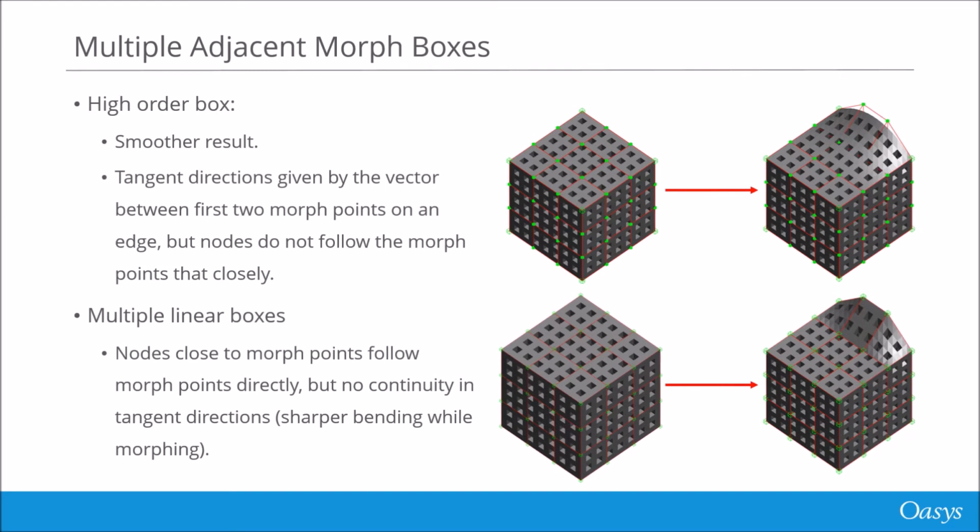So here we can see the difference between a higher order box and multiple linear boxes joined together. At the top is the high order box, and you can see that when morphing the mesh, the nodes do not follow the morph points exactly. However, with multiple linear boxes, the nodes do follow the morph points exactly. So depending on what you want to do with morphing, you may want to use a higher order box, or you may want to use multiple linear boxes. But the option is there now for you to be able to create both very easily.